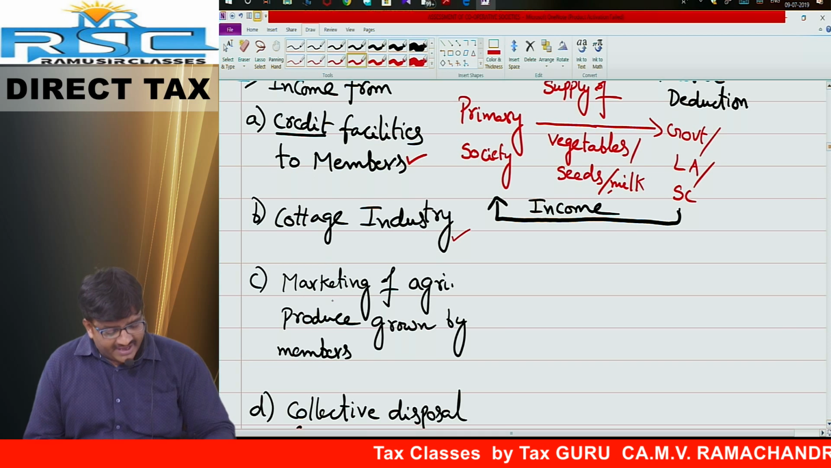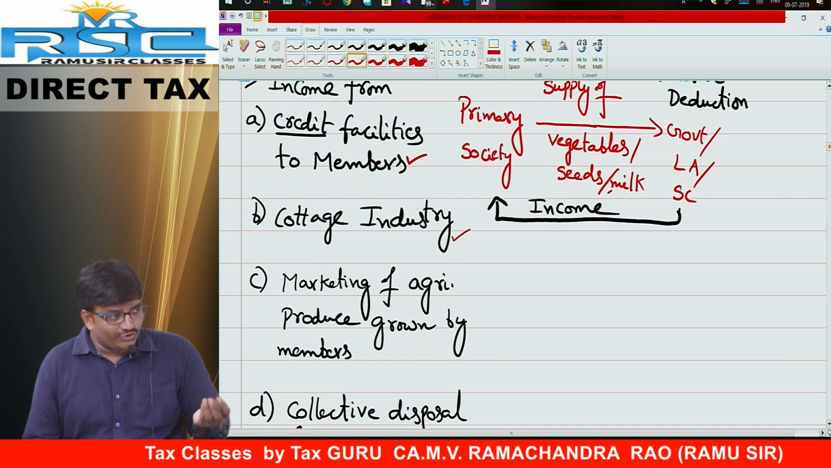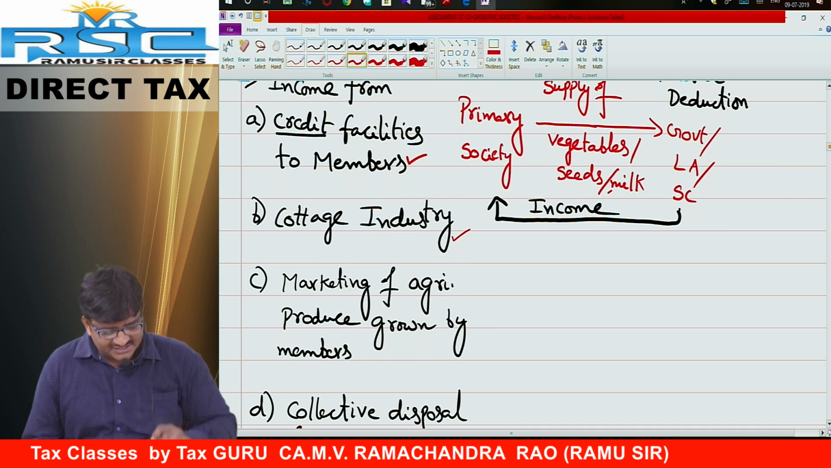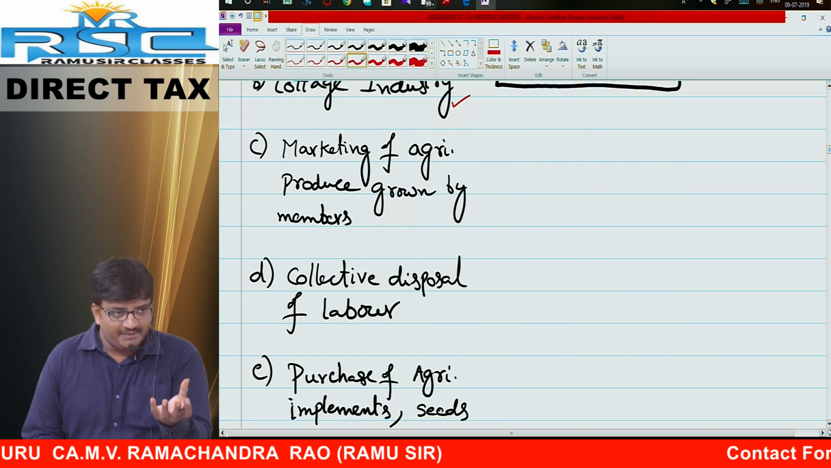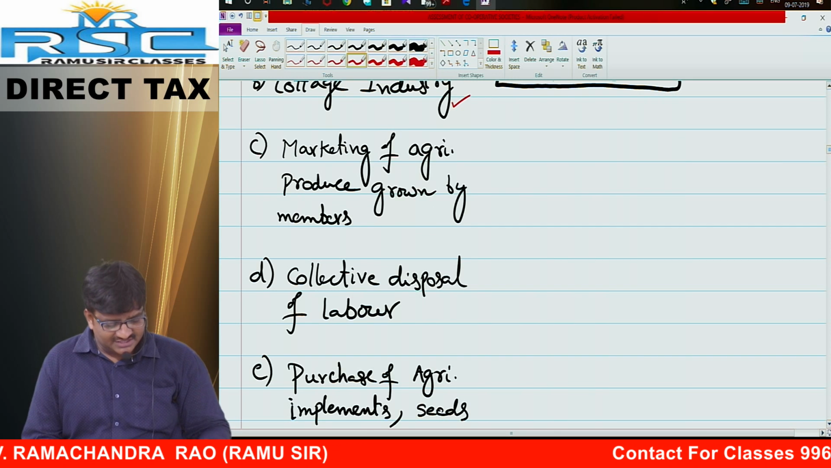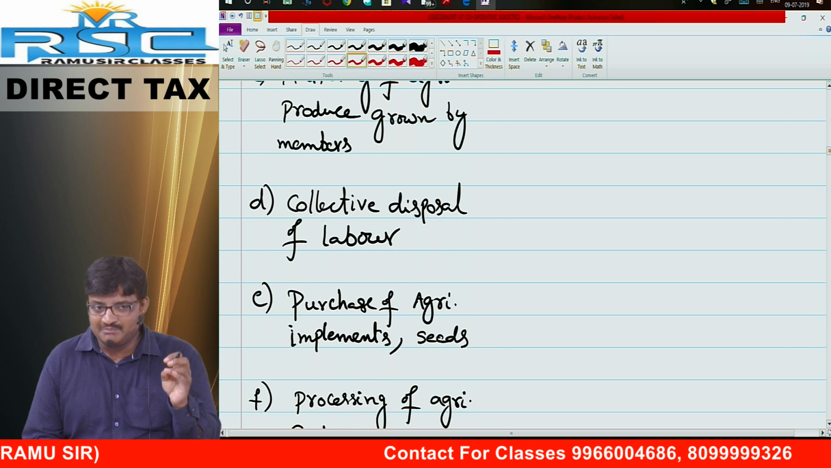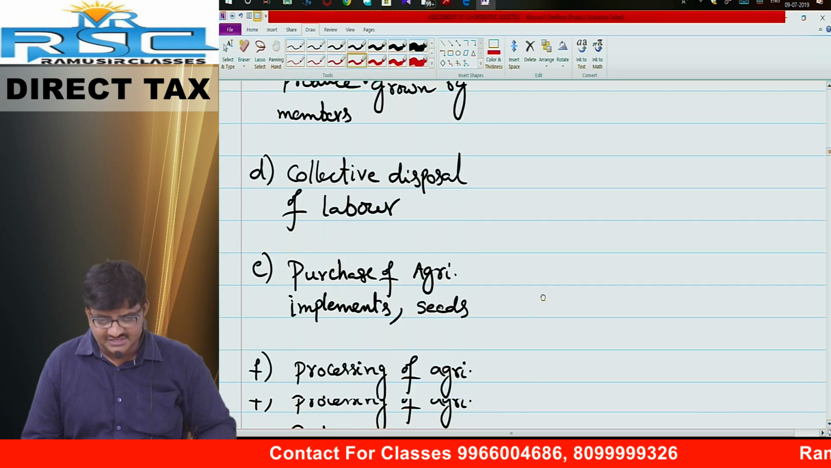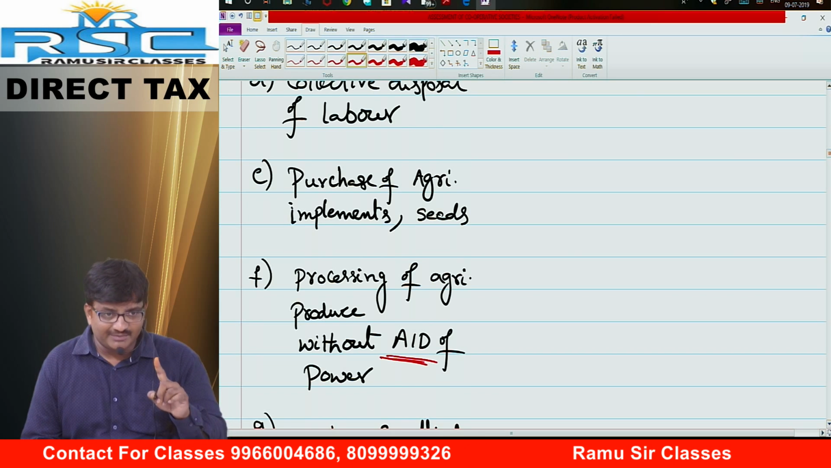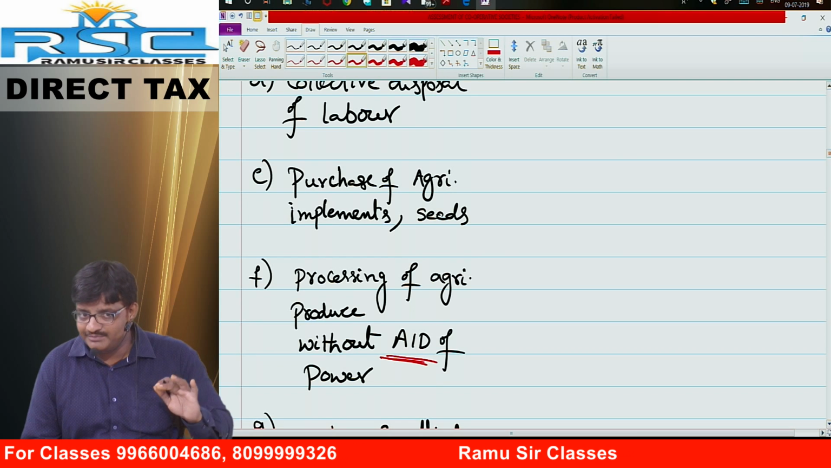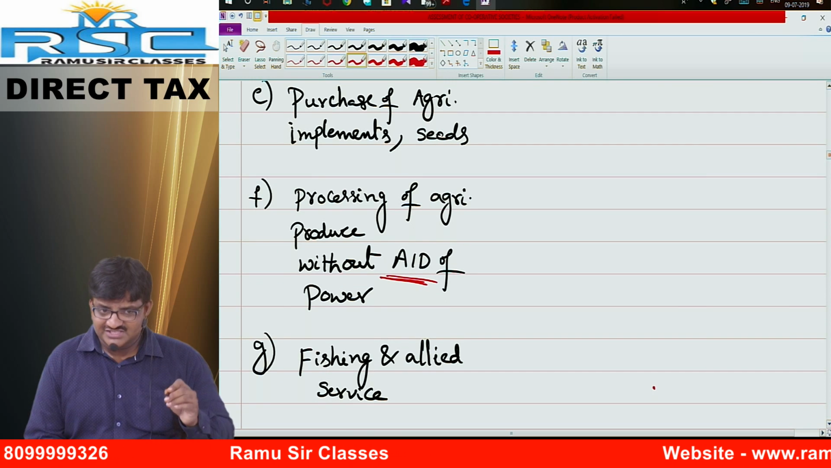Next one, marketing of agriculture produce which is grown by the members. I repeat, grown and raised by the members, that marketing facilities. Next one, collective disposal of labor. Every cooperative society will have manpower, and that manpower will dispose the labor services. Next, purchase of agricultural implements, seeds, fertilizers, etc. is also allowed. Processing of agricultural produce without, I repeat, without aid of power, not with aid of power. With aid of power, the society is not eligible for deduction. Last one, fishing and allied services.